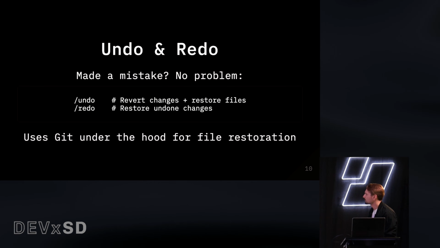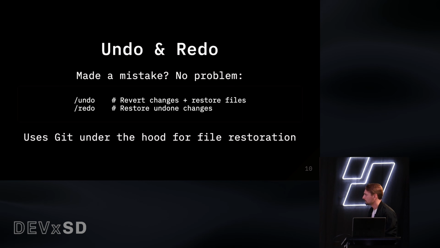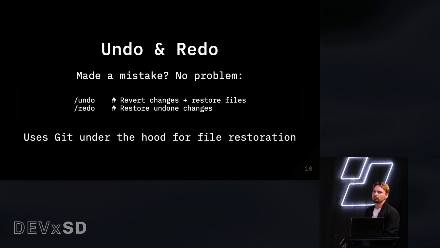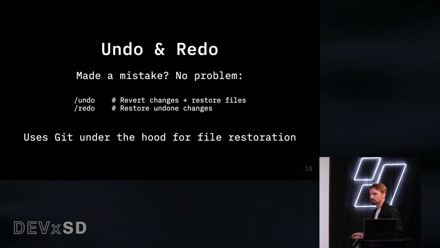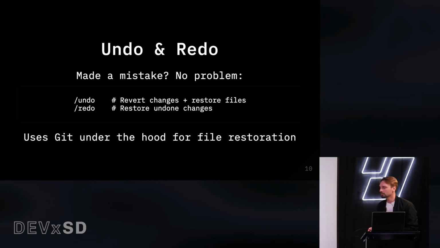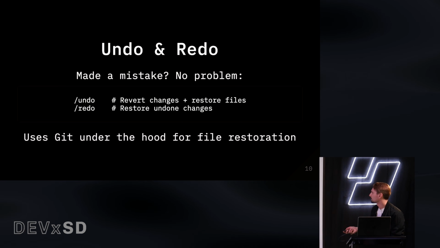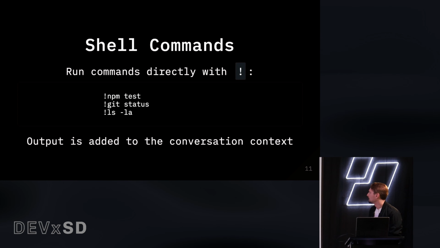It also has a great feature called undo and redo. So if you make a mistake, you can undo or redo these changes. That's similar to Cursor's undo and redo if you used that before. But this uses Git under the hood for file restoration. So your project has to be a Git project in order for this to work. But it works pretty seamlessly for you to be able to pick up where you left off or undo or restore changes. Pretty straightforward there.